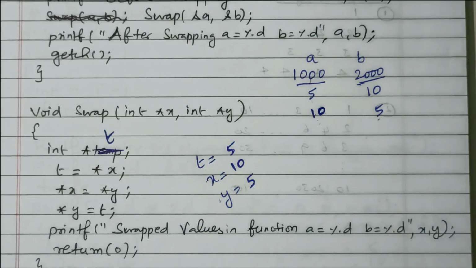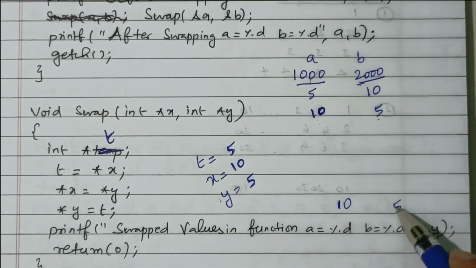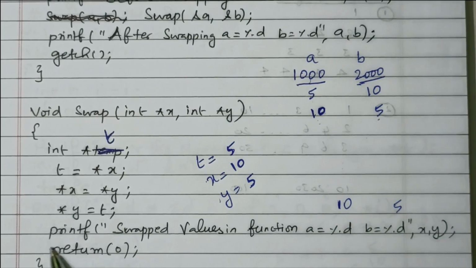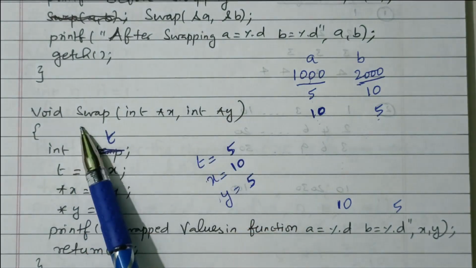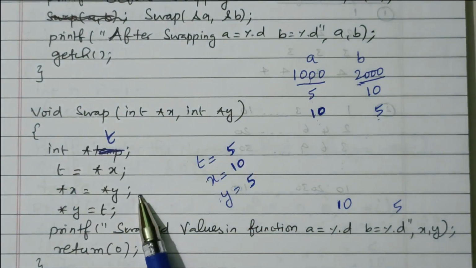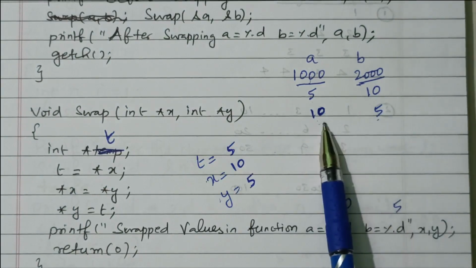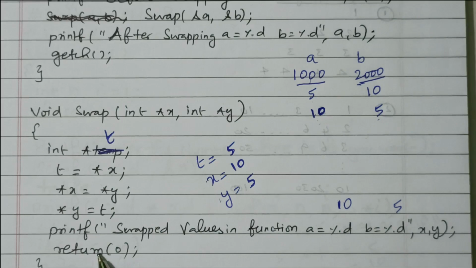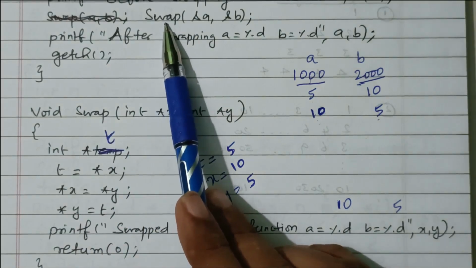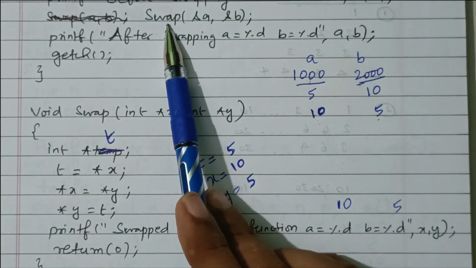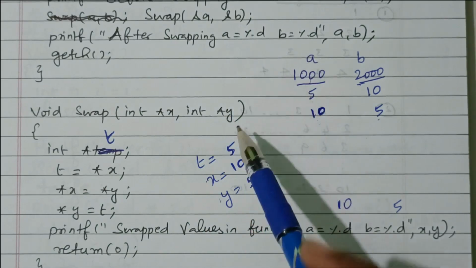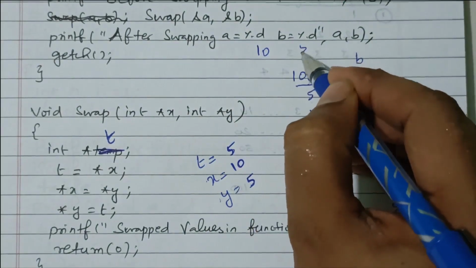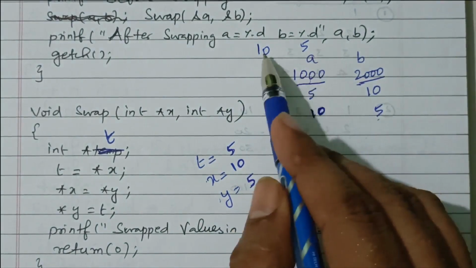The swapped values in the function are a, b. What are the swapped values? a is 10, b is 5. Now return 0. Return 0 means the control will again go back. From swap a b only we came here, to the function definition. The values are interchanged in the address itself, the memory location itself, permanently. After executing this return, it will go to the main program, where we called the function. Again we are printing after swapping, a equal to, b equal to. What is the a value? It is 10. The b value is 5, because it is permanently changed in the address.